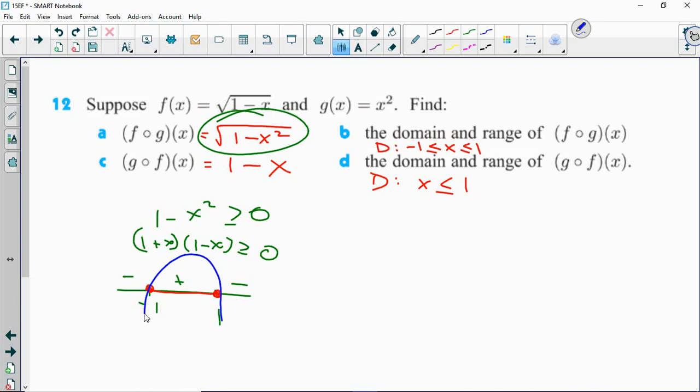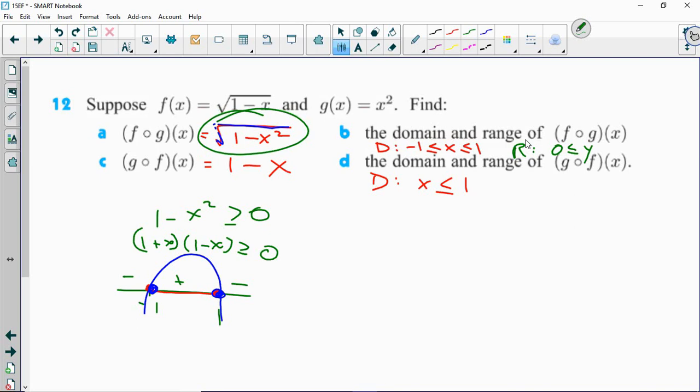So the smallest value that we could possibly get out of f of g, the smallest value that we could get after we take the square root, is going to also be the smallest value from that portion of the parabola that we're using, which is just from in between those two endpoints. And that smallest value will be at the endpoints. And if we put in negative 1 or 1 into f of g, we'll get 0 out. So we can say for sure that 0 is going to be the lower bound of our range.